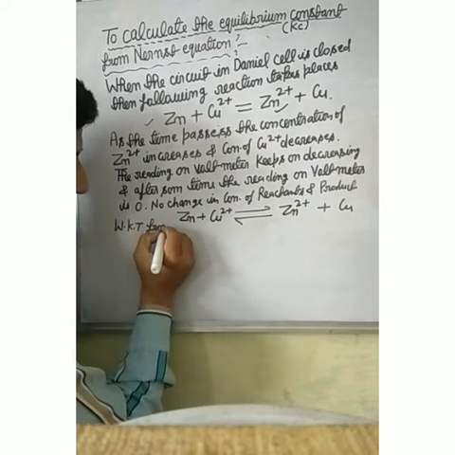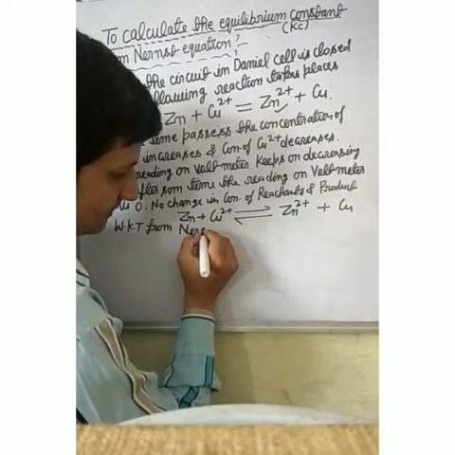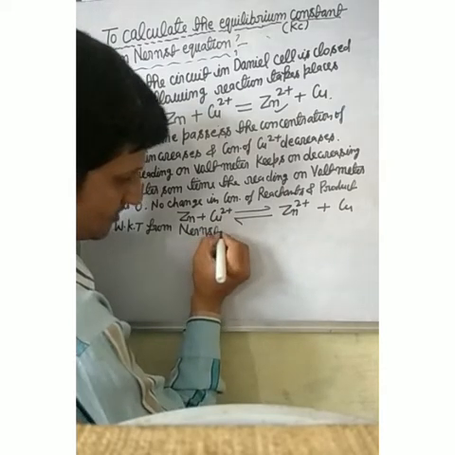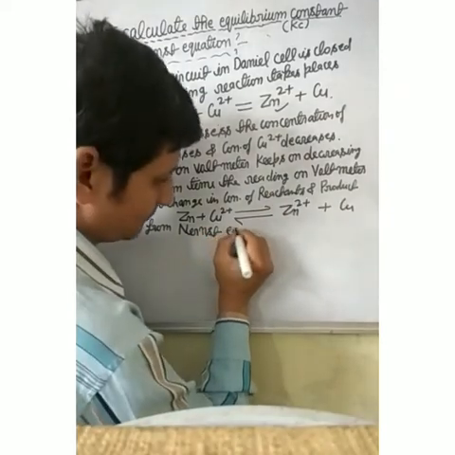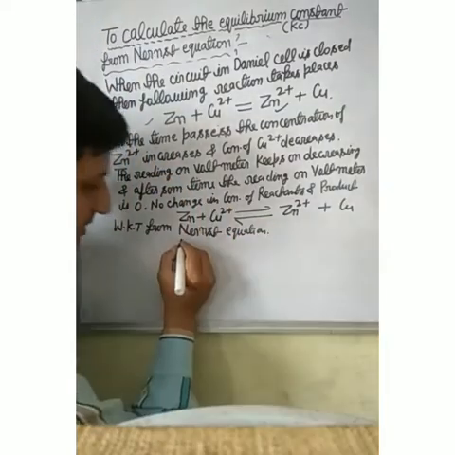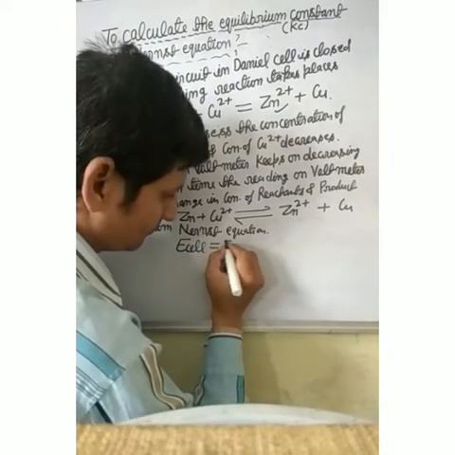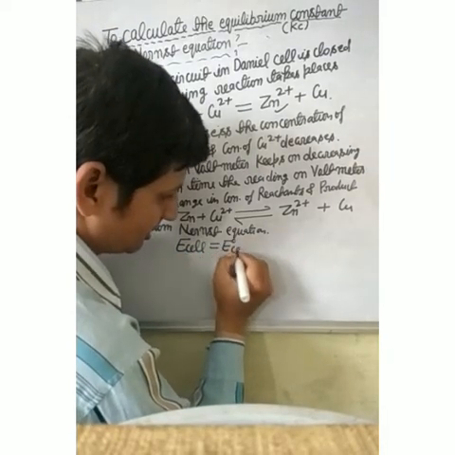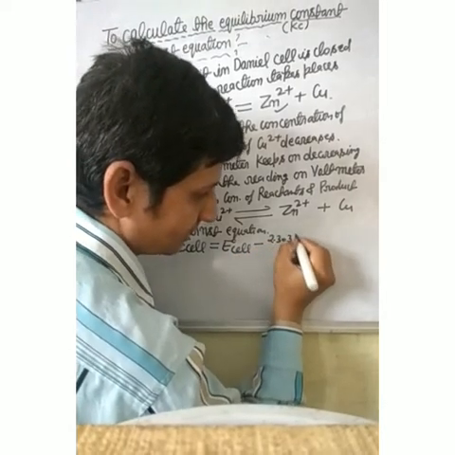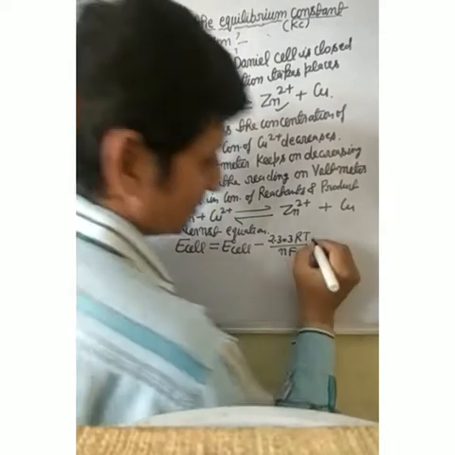Okay, students. Now we know that from the Nernst equation, what is the Nernst equation? You know very well the Nernst equation. E cell is equal to E naught cell minus 2.303 RT upon nF log.